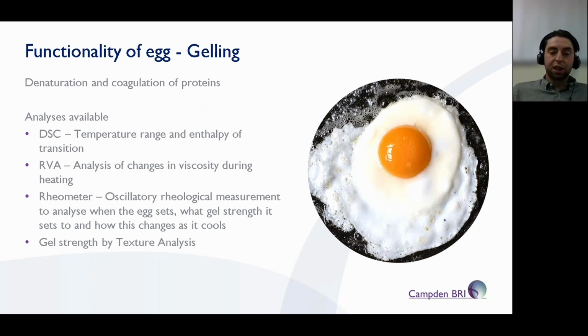We can also measure not just the range of temperatures that is important, but how energetic that transition was. We can measure that as well.